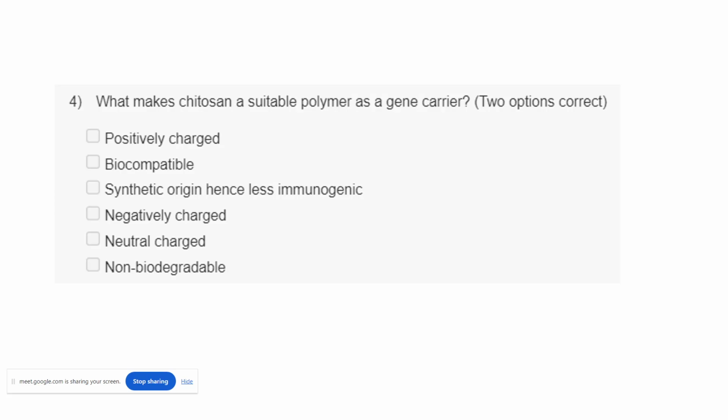Moving on to the next question. What makes chitosan a suitable polymer as a gene carrier?